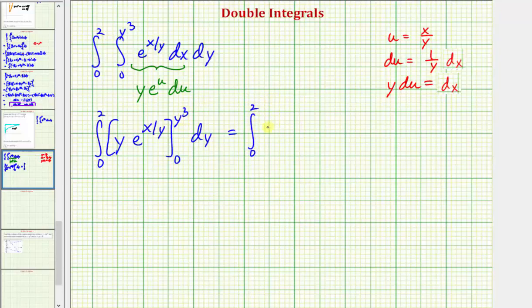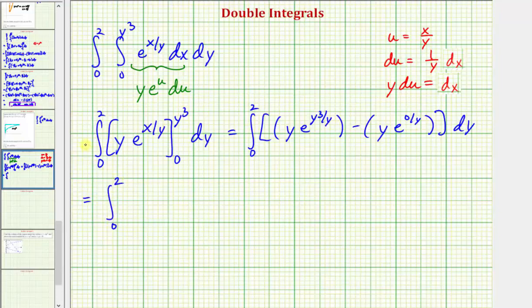So when x is equal to y cubed, we would have y times e raised to the power of y cubed divided by y, and then minus, when x is 0, we'd have y times e raised to the power of 0 divided by y. And simplifying, here we have y times e raised to the power of y squared, and then minus, here we just have y times e to the 0, which is y times 1, so we just have minus y.